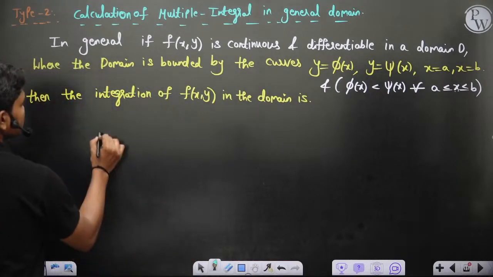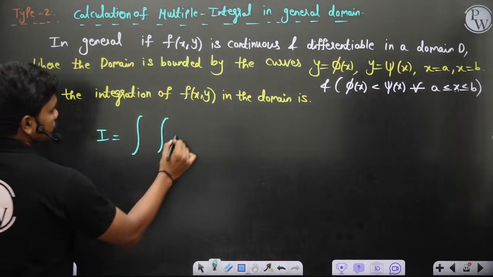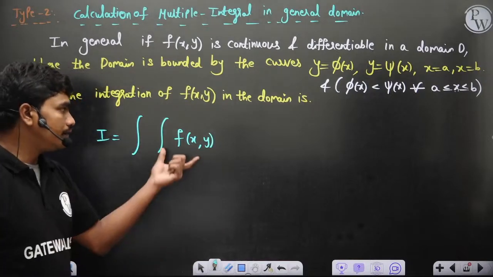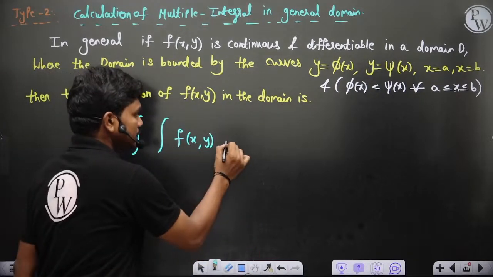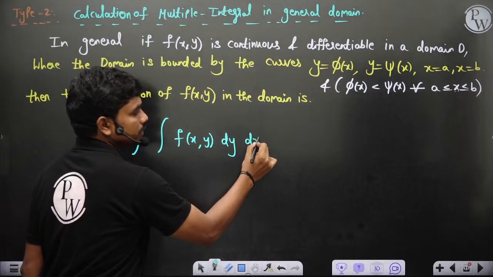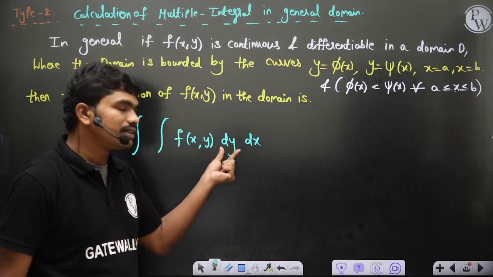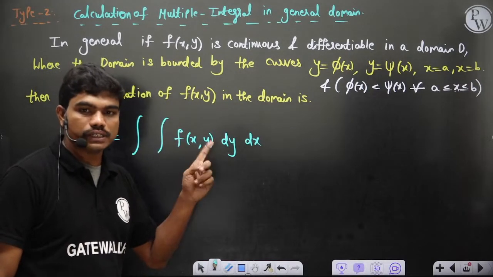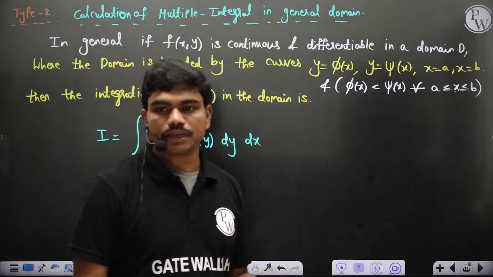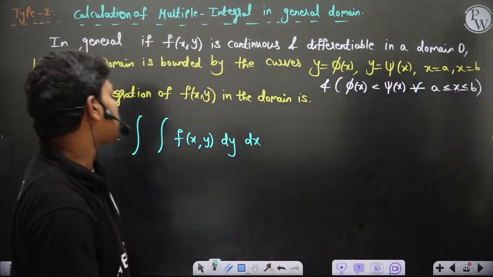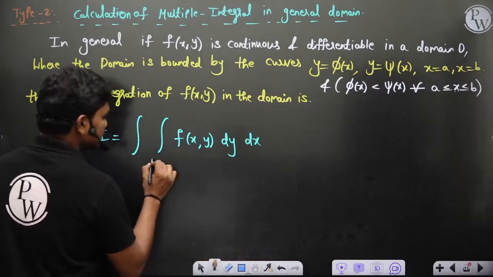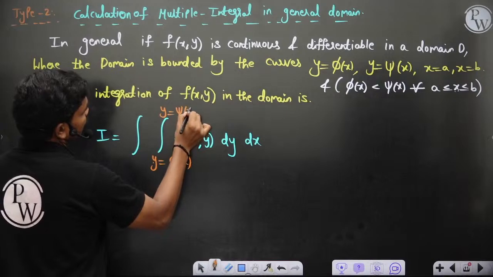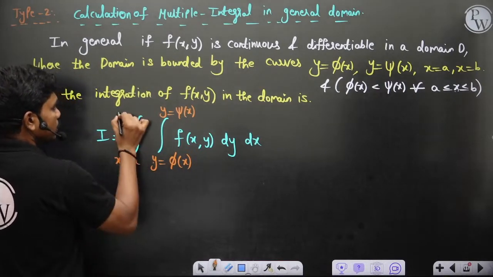The integration of this is given as I is equal to integral f of x comma y. Now here you have an option. If this is the function, you can choose your first integrating variable to be y or your first integrating variable to be x. Here it doesn't matter, you can write dy dx or dx dy depending upon the limits. In both cases you have two different limits. We'll see one concept maybe some 20 minutes down the line, called change of order of integration. But right now we write it as y is equal to phi of x to y is equal to psi of x, and x is equal to a to x is equal to b.